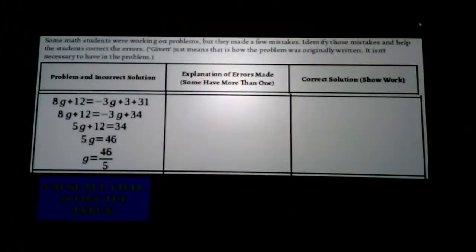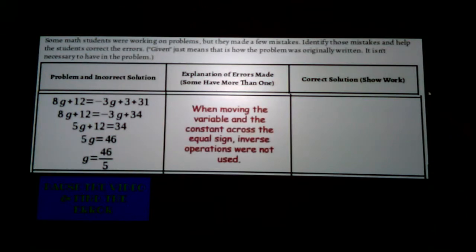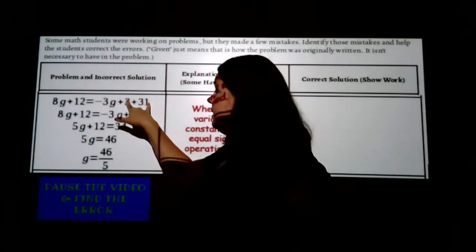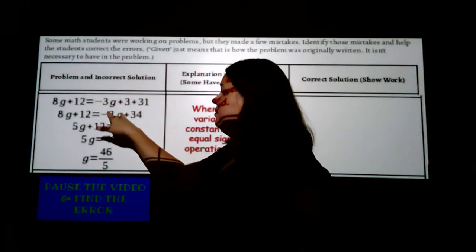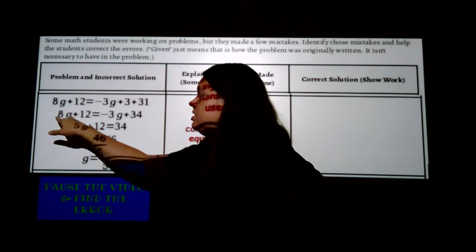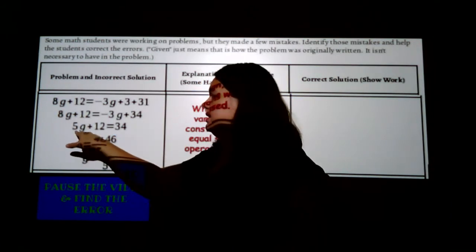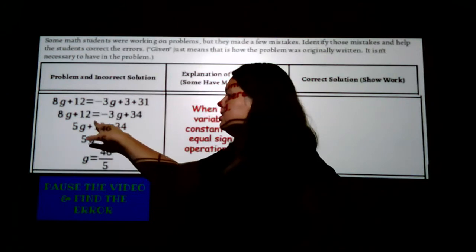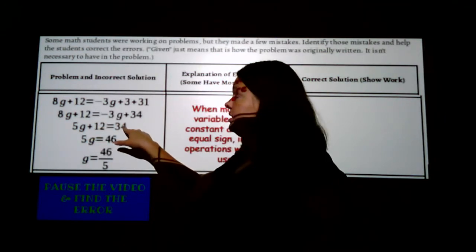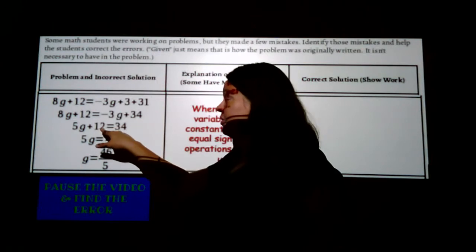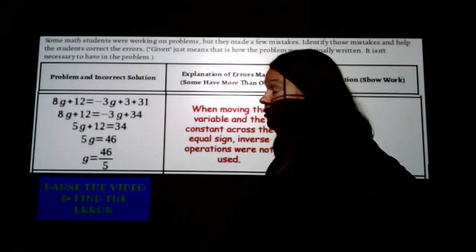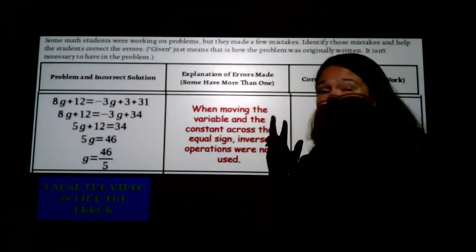All right, let's try another one. Pause the video so you can find the error. All right, so the error is we're moving the variable and the constant across the equal sign. The inverse operations weren't used. So here they combine like terms, but when they move this negative 3g over, it's almost like they have 8 minus 3 to get this 5. And same thing goes for this 12. When they move the 12 over, they should be subtracting 12. 32 minus 12 is not 46. 34 plus 12 is 46. So they didn't use inverse operations.